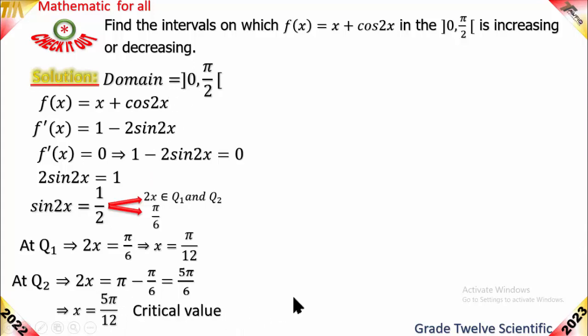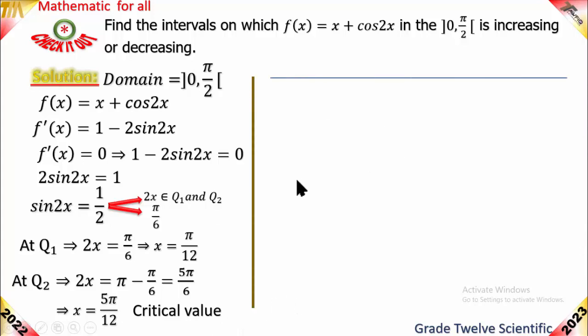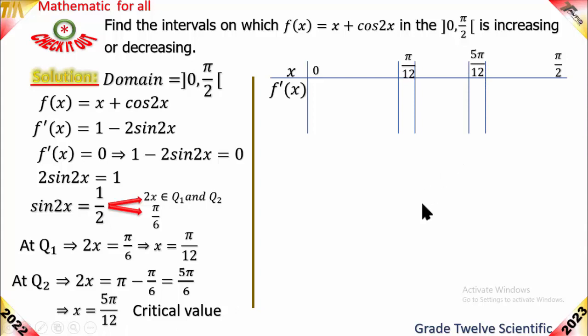And now draw the number line. You have two critical points. Your interval is from 0 to pi over 2, and you have two critical points. One of them is 15, and the second is 75. And now searching for the sign of f prime of x. f prime of x is 0 at pi over 12 and is 0 at 5 pi over 12.